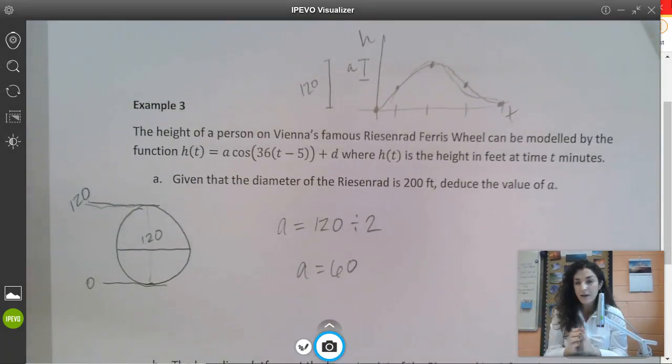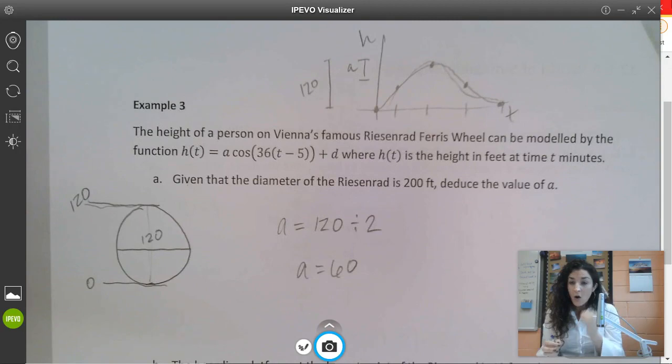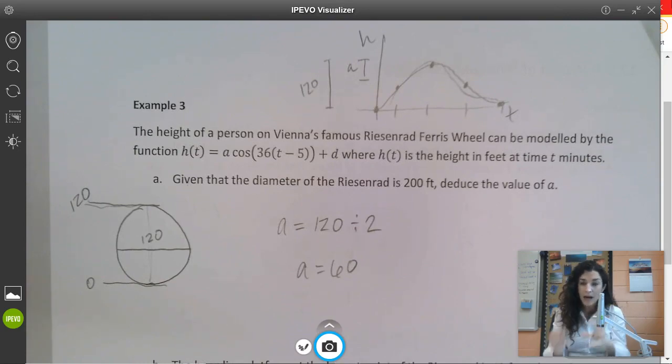Now, we have to think about this in regards to one other thing. We might have mentioned it before, but maybe not. A also determines whether we start at a maximum or whether we start at a minimum, and it's whether or not it's positive or negative.